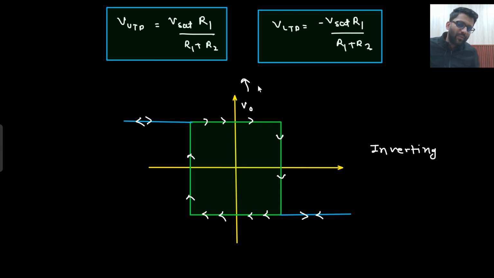So within minutes, I will be able to solve the problem of Schmitt trigger, which feels very difficult to me. But after this video, it will not feel difficult to me. Right? So this is your V UTP and this is my V LTP. Right? Well and good. Okay, then this is the characteristics we have drawn.